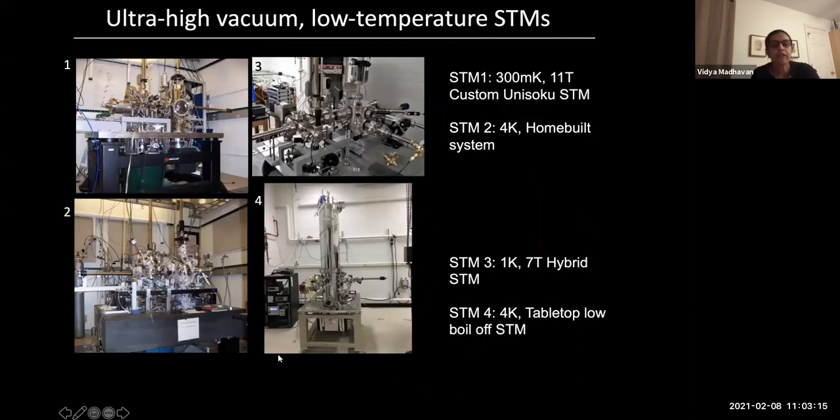So we have 4 different scanning tunneling microscopes, and the one that was used for all the data that I'm going to show you is this one. This is a commercial system made by Unisoku in Japan. This system goes to 300 millikelvin and it has an 11 Tesla magnet.